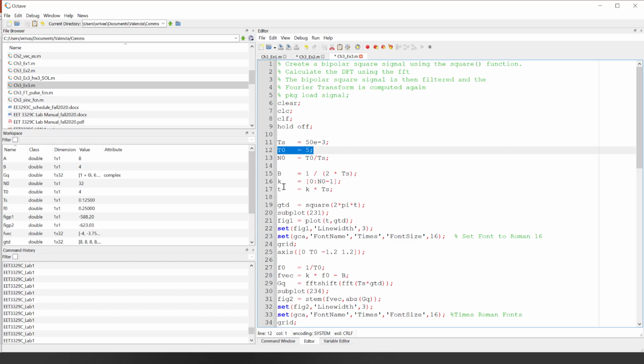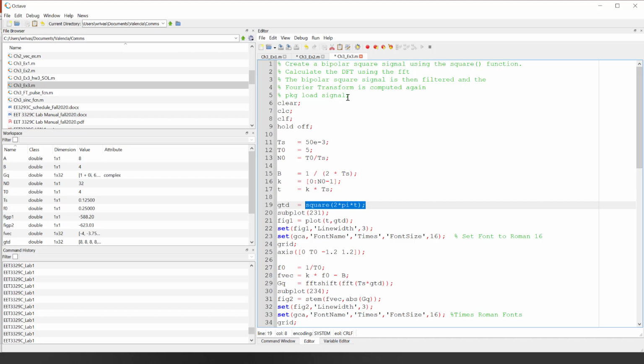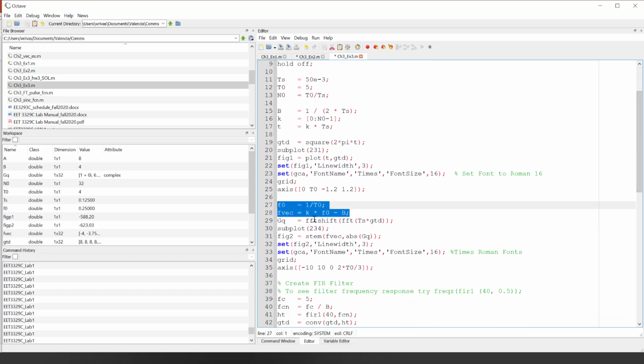Sorry. And then here's K as we did before, and here's our T vector. Our signal, I call it GTD, is the square function. You do have to load the signal package if you don't have it loaded for the square signal to work. That's at least true in Octave. So the first thing I'm going to do is just plot my signal, right? Here's my vector with the samples of my signal. So I'm going to just go ahead and plot that. And then I am going to do the same thing that we did before, and calculate the FFT, right?